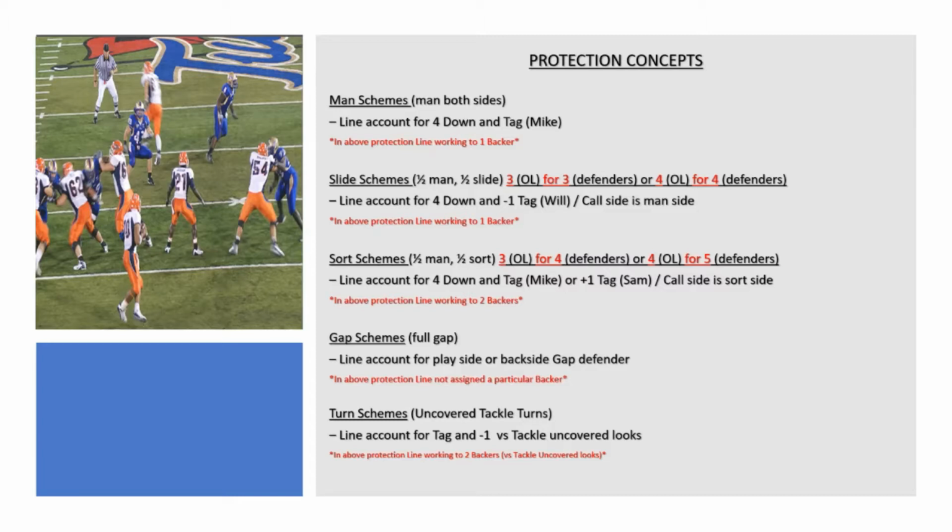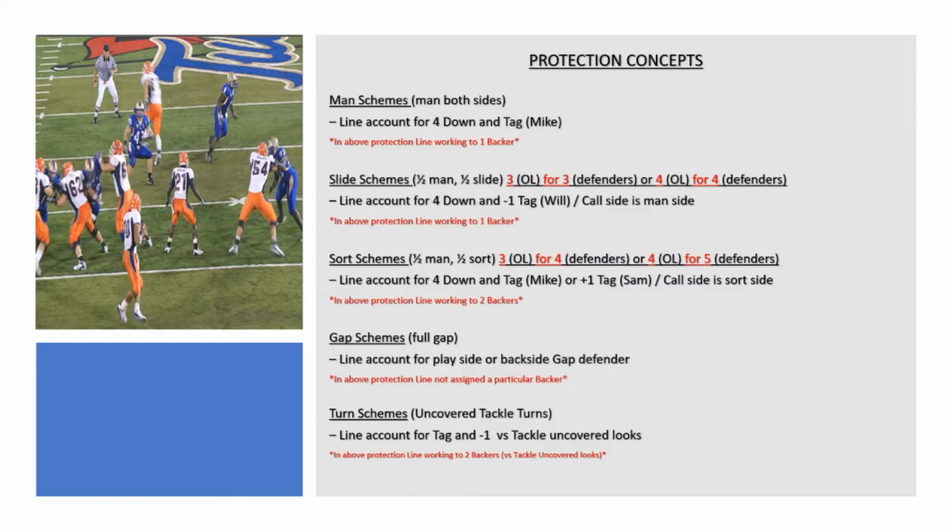All right. The next scheme is a slide scheme. And when I say slide scheme, I mean it's a half man front side and it's a slide on the back side. The slide side has the same amount of offensive blockers as there are defenders to account for. So a 3-for-3 or a 4-for-4 slide. Okay, the line's going to account for the 4 down and the -1 or the Will, or if we have a tag, they're going to work back to the -1.